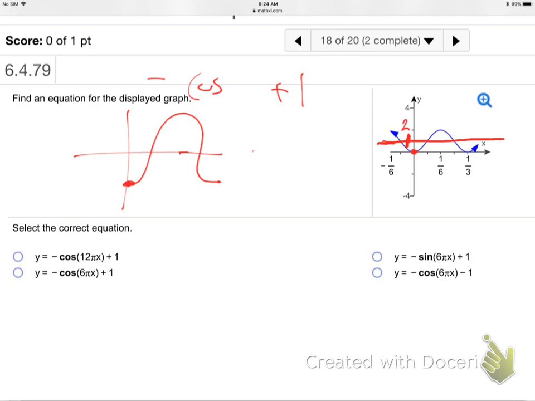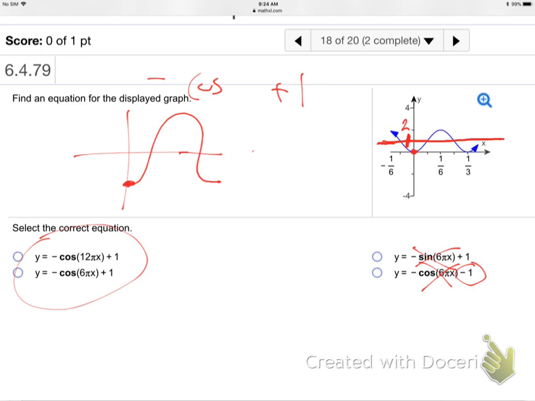Remember, the y effectors are at the back, and they move the graph up or down. So it's one of these two. We've got to find the period to find which one. It's not this because that's a sine. It's not this because this has -1. No, no, no. It's +1. The midline has been moved up 1, right? Not down 1. Good? So it's one of these two.